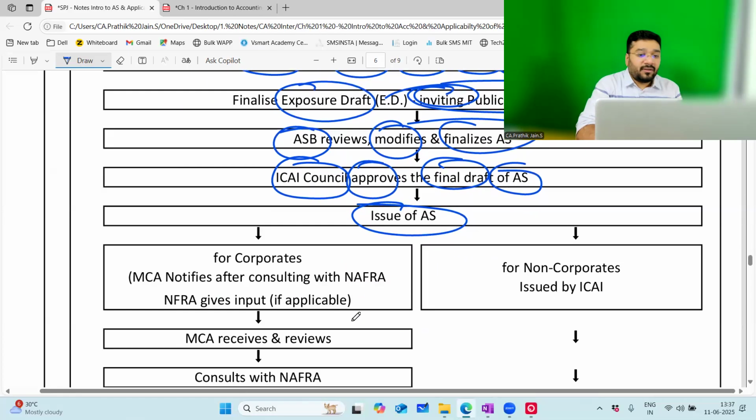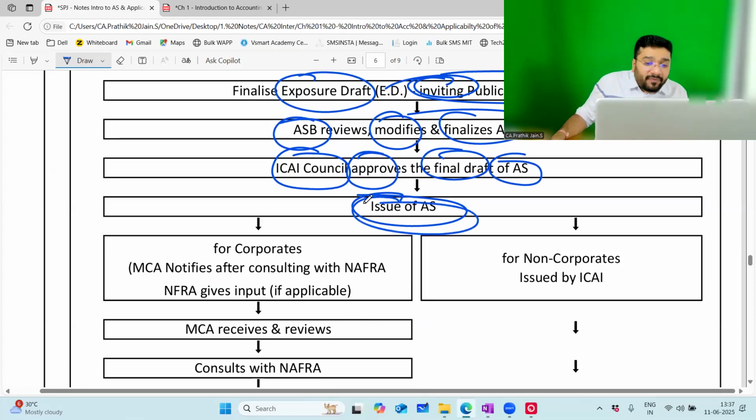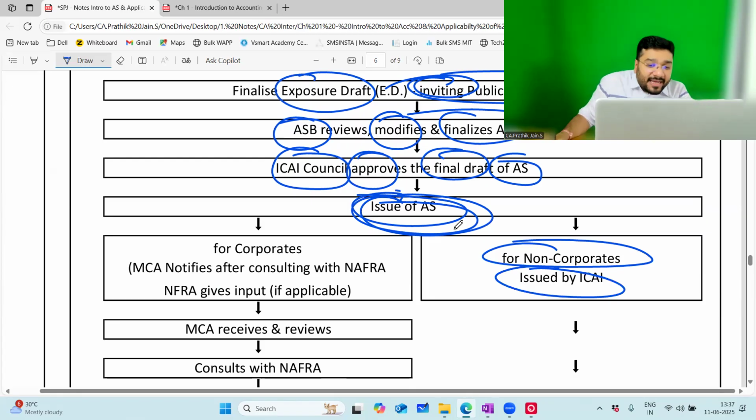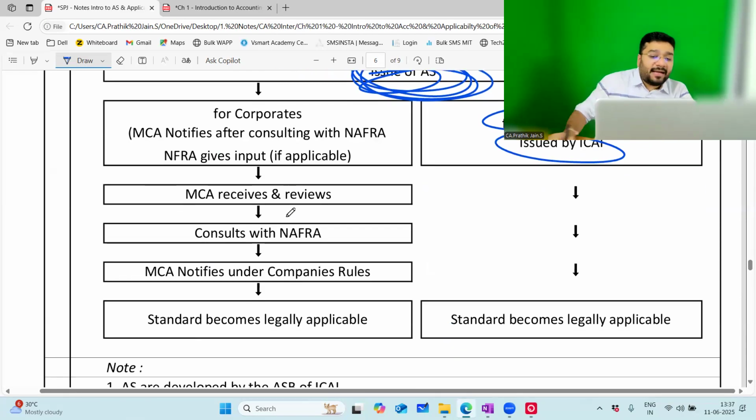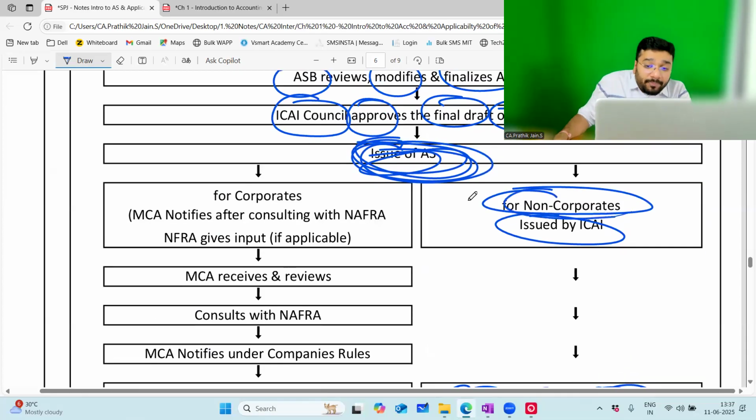But this issue of AS cannot happen just like that for corporate entities. So from here, two more tracks. Issue of AS: if you are a non-corporate, whatever ICAI is issuing here, you can follow blindly. That standard becomes legally applicable on the non-corporates. Non-corporates are those who come under level 1 to 4.